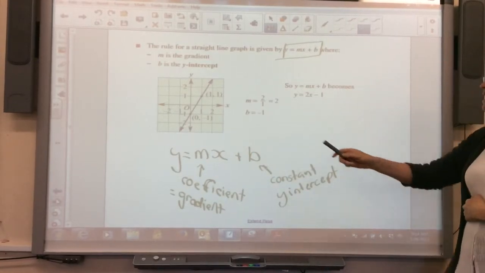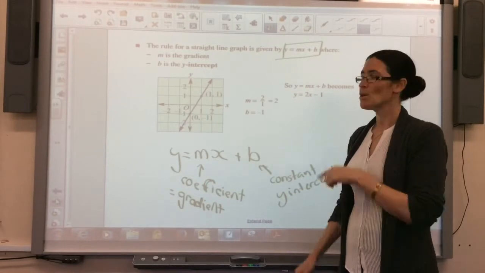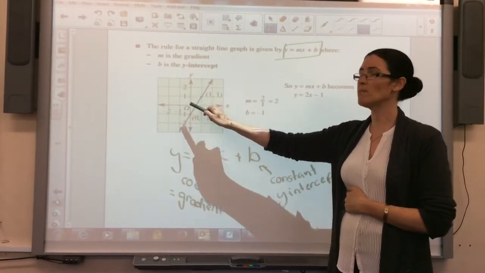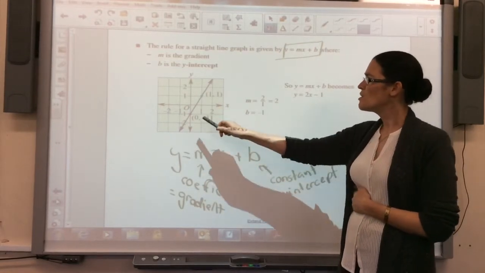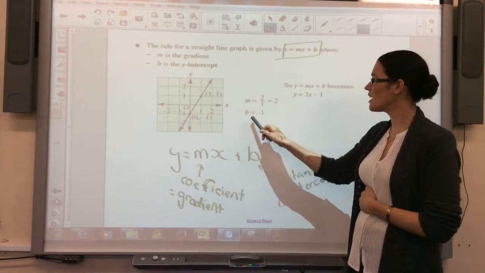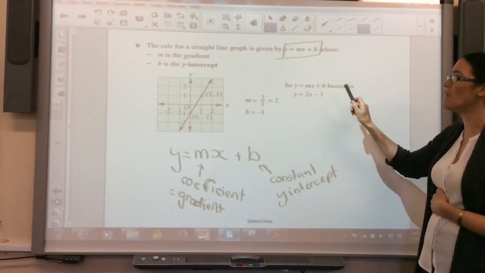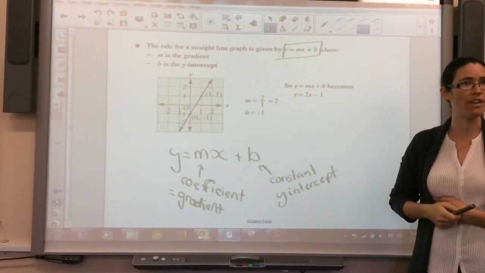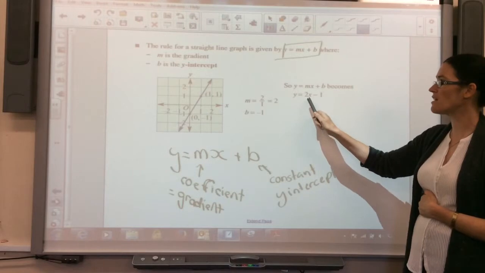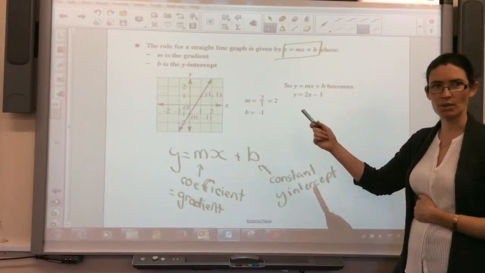So if you looked at this little graph here, we could see the gradient. See this little triangle here? It's got a gradient of 2 over 1. So my gradient is 2. My y-intercept, where I hit my y-axis, is -1. So I can tell that the equation is y equals 2x minus 1 without drawing a table of values. Because I know that the gradient must be in front of the x and the y-intercept must be the constant. Is that kind of cool?